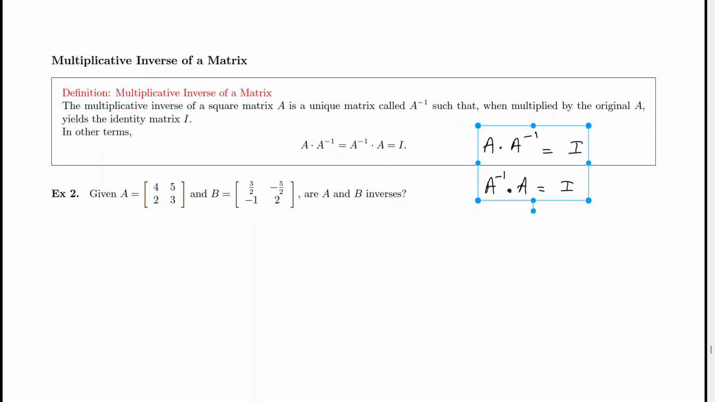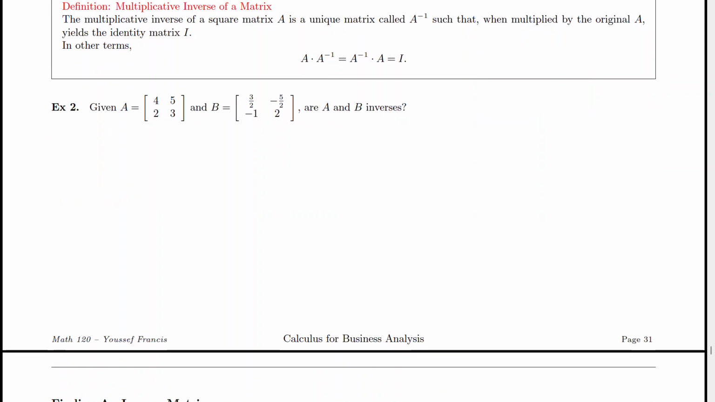In general, we're interested in finding the identity matrix, but for now, for example 2, they're asking us to confirm or deny whether these two matrices A and B are inverses of one another. To do that, we'll just multiply A and B and see if the answer turns out to be the identity matrix. So let's go ahead and check.